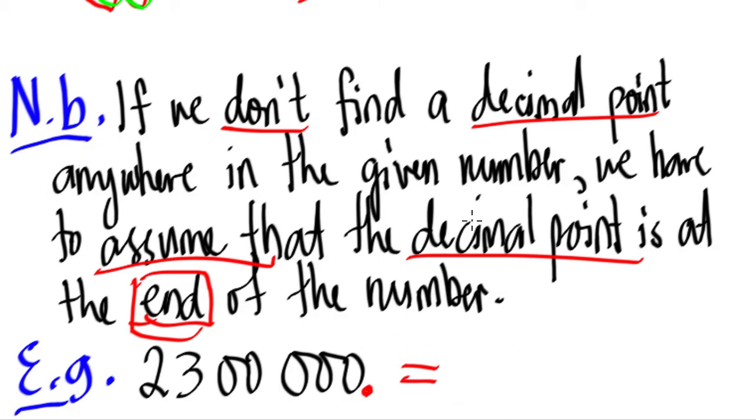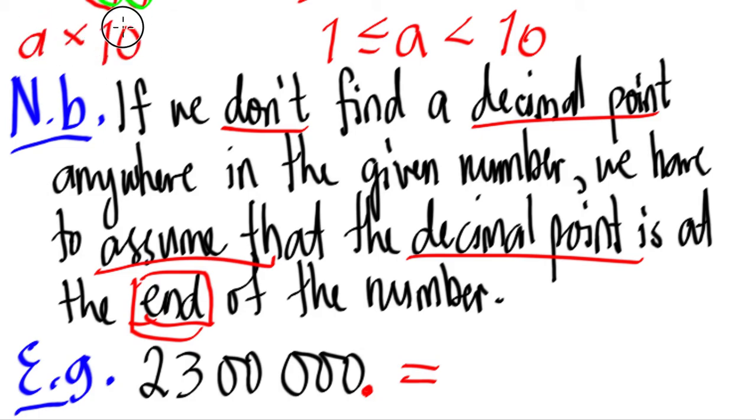Again, we need to achieve the value of a. Let me write it here again. The a must be at least 1, but strictly less than 10. And in scientific notation, we have a times 10 raised to n, where n is the number of movements. So let's move the decimal point to the left, shall we? We will take note of the number of steps. So we have 1, not yet, 2, not yet, 3, not yet, 4, not yet, 5.